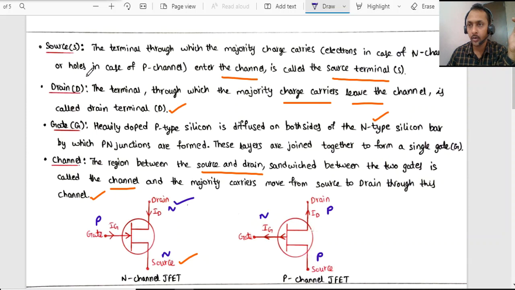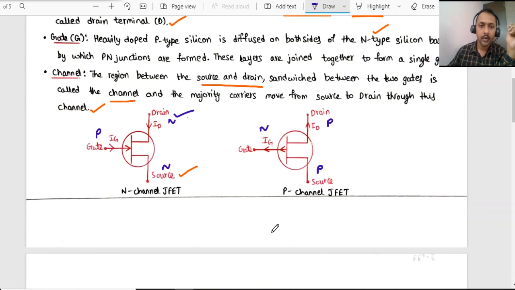You have to highlight what you mean by source, drain, gate, channel, and what is its equivalent circuit diagram symbol, right? If it is N channel, the arrow is like this. If it is P channel, you have to indicate the arrow like this. You have to draw the symbol like this.